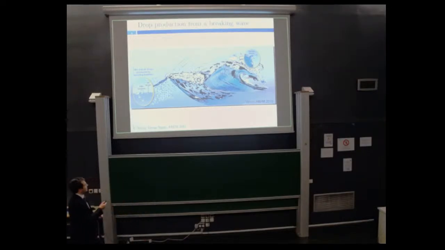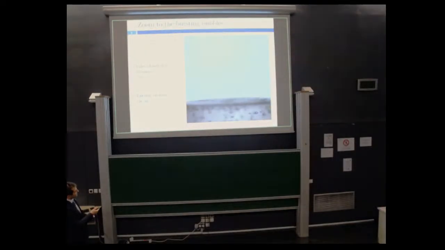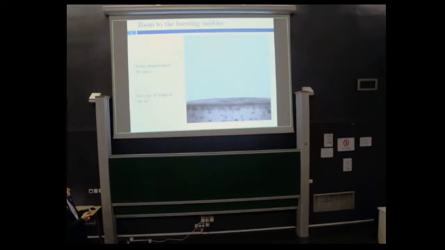So now let's zoom in on those bubbles. Here we've got a glass of sparkling water. I'm sorry for the quality of the video. In this glass of water, we've got a lot of bubbles that rise up to the air-water interface. They burst and they produce all the small droplets you can observe above. So what's going on here?